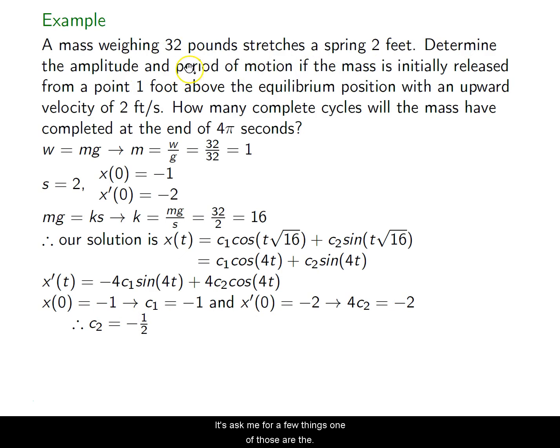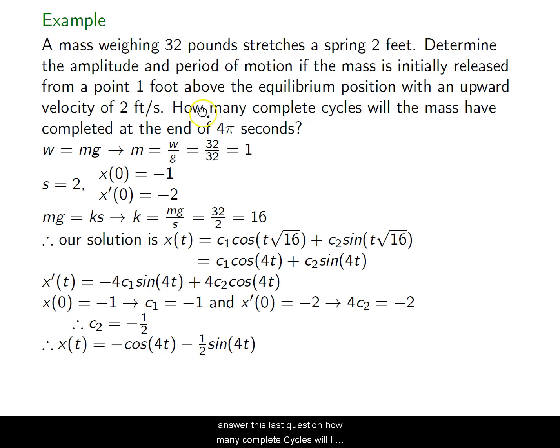It's asked me for a few things. One of those is the period of motion, but before we do that, I got c1 and c2. Let's just write our answer here, right? So I just plug them back in. Now if I start to answer the questions that they want, one of them is the amplitude. I'll save that for later. We can find the period first.